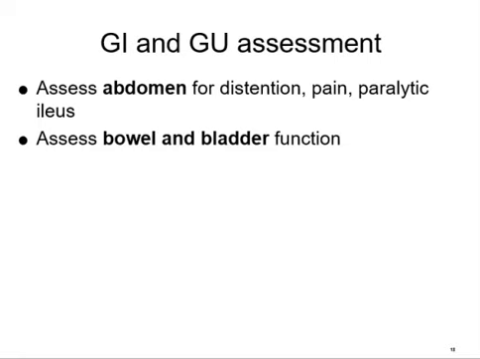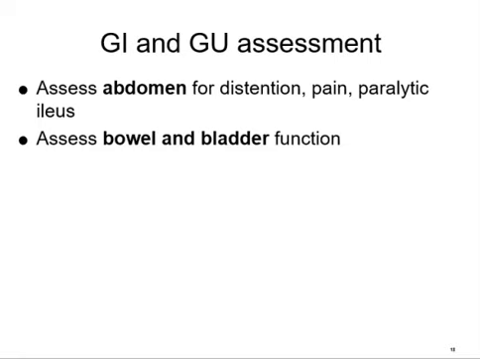For gastrointestinal and genitourinary assessment, we want to assess the patient's abdomen for symptoms of internal bleeding, such as abdominal distension, pain, or paralytic ileus. Monitor for abdominal pain and changes in bowel sounds. Paralytic ileus may develop within 72 hours of hospital admission. During the period of spinal shock, peristalsis decreases, leading to a loss of bowel sounds and to gastric distension.